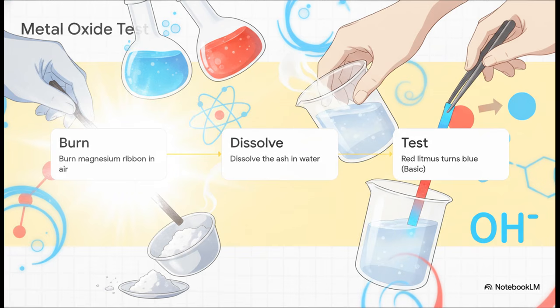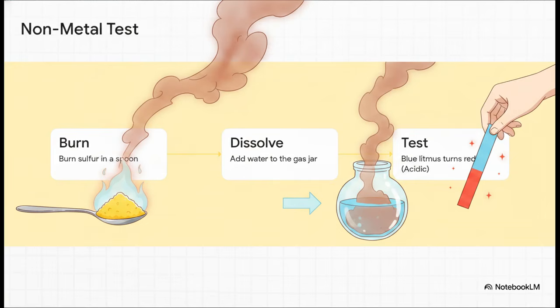Lock that in. On the flip side, let's see what happens with a nonmetal. Here we have the sulfur experiment. If we burn sulfur powder, it releases a gas. We trap that gas in a glass jar, add some water to dissolve it, and this time we test it with blue litmus paper. The result? The blue paper turns red. This proves our second golden rule for the exam. Non-metal oxides are acidic in nature. Remember, blue to red means acidic.